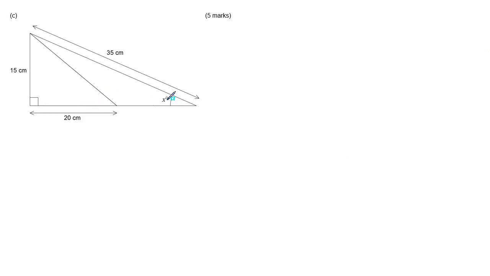Now x is over here. Now we don't know enough information in this triangle to work that out yet, but let's use the right angle triangle. First of all, noticing it's a 3, 4, 5 triangle, or using Pythagoras, the hypotenuse is going to be 25.